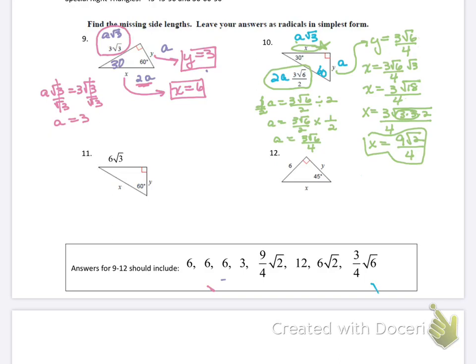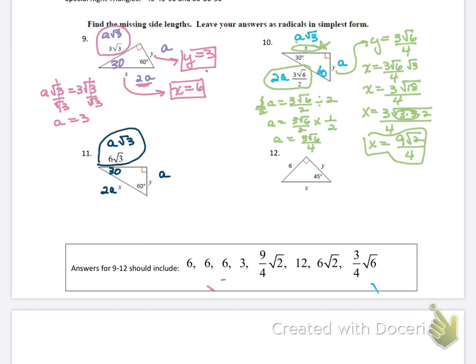So number 11 is another 30, 60, 90. Okay, those are usually the more challenging ones. So looking at that, I'm going to label my triangle. Opposite the 30 is going to be the A. Opposite the 60 is the A root 3. And opposite the 90 is going to be the 2A. Okay, look for your relationship. There it is.